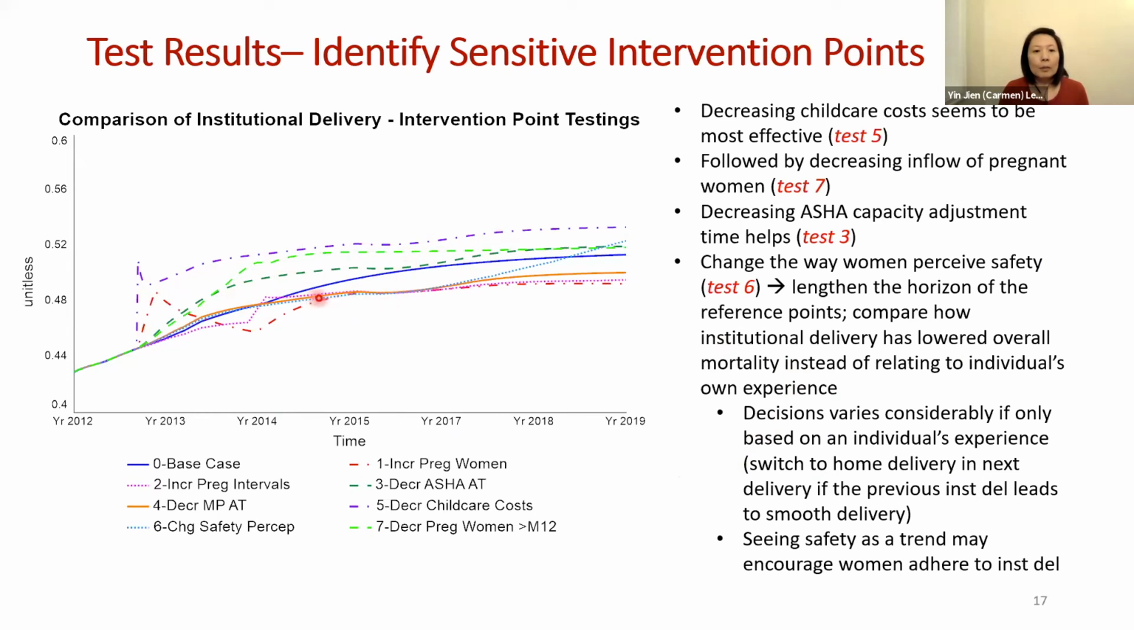And the fourth potential intervention point is to change the way the women perceive safety associated with institutional delivery. For example, lengthening the horizon of the reference points. If the women base their decision on their past or most recent birth outcomes in order to make the decision for the next delivery location, then it may vary. But if they are able to understand that in the long term, when they look at the trend, the maternal and infant mortality associated with institutional delivery is decreasing, then that encourages the women to adhere to institutional delivery for their subsequent pregnancies.